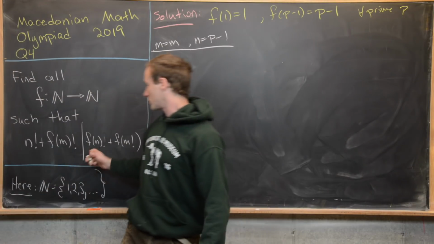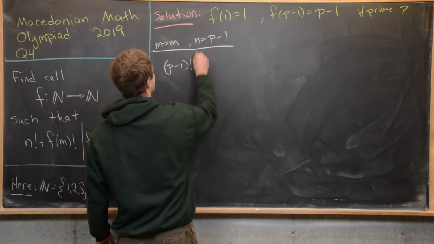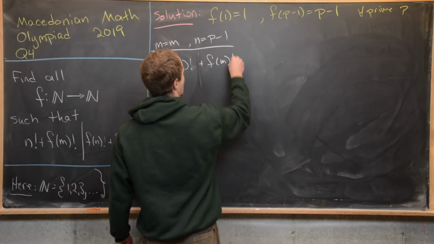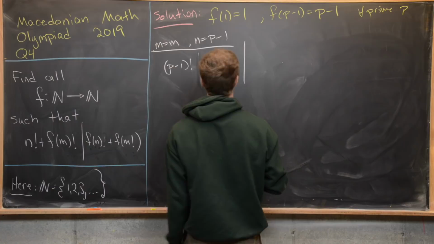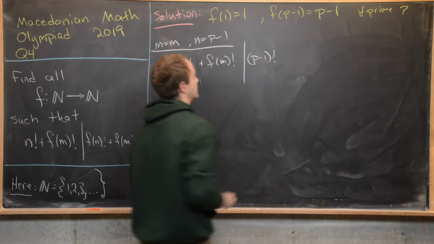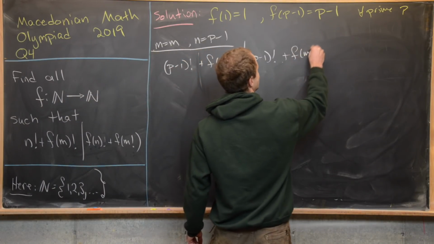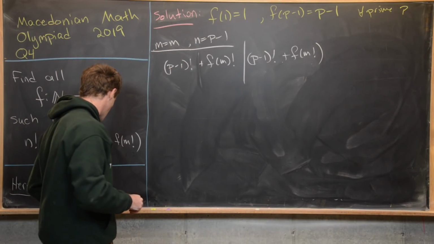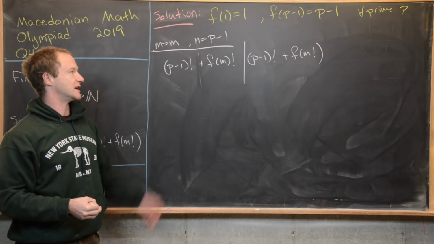Okay, so our original condition in this setup looks like p minus 1 factorial plus f of m factorial divides, so that's going to be f of p minus 1, but we know that that's p minus 1. So that's p minus 1 factorial plus f of m factorial. Good. So again, our original condition gives us this right here with these two cases.